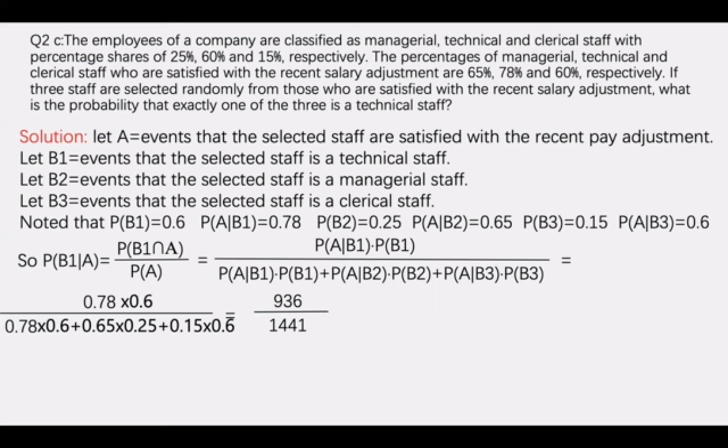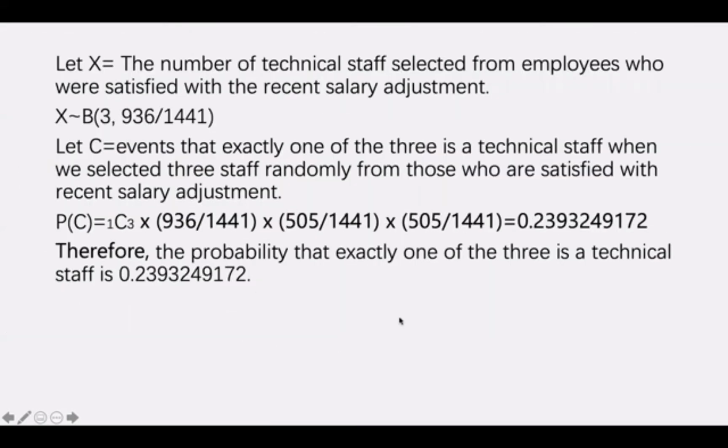0.6. So the probability of B1 occurring under the condition that A occurs is equal to the probability of B1 and A divided by the probability of A. Next, we can use the Bayes theorem so that the probability of B1 occurring under the condition of A occurs is 936 divided by 1441. Next, we can use the binomial distribution.